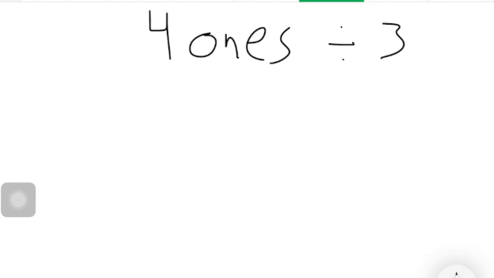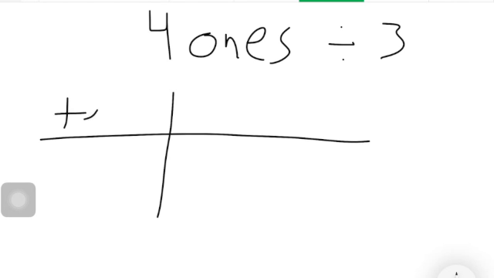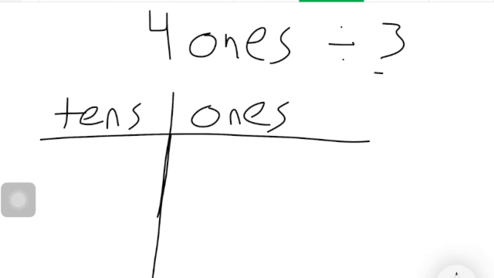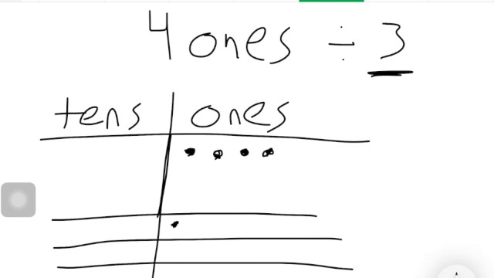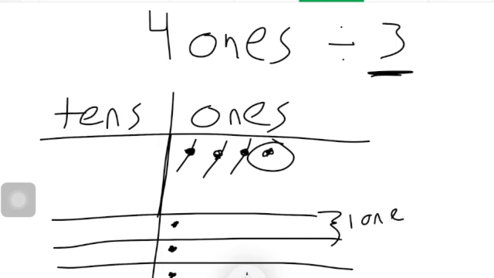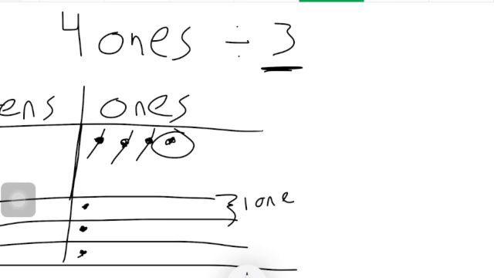Okay. So we're going to look at some more. Because that's what we do. We practice. Practice makes perfect. We have here 4 ones divided by 3. How is that going to look? Well, get our place value chart. Tens, ones, and it's split up how many ways? 3 ways. So we're going to go 1, 2, 3. There are no tens, but there are 4 ones. 3, 4. And we're going to divide it. 1, 2, 3. Uh-oh, we've got a remainder of 1. So over here we've got 1, 1 with a remainder of 1.